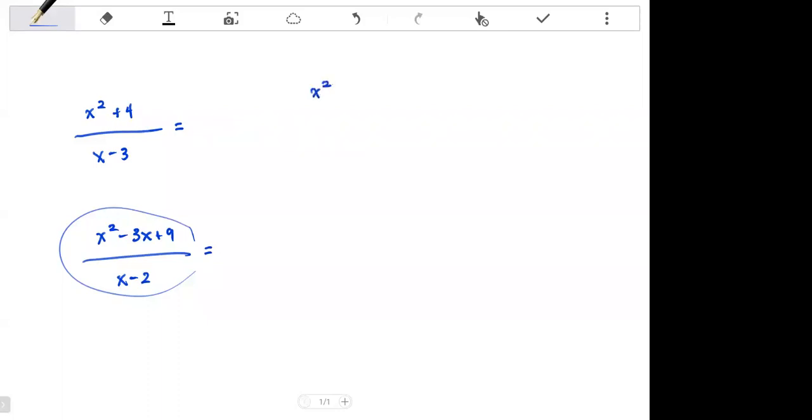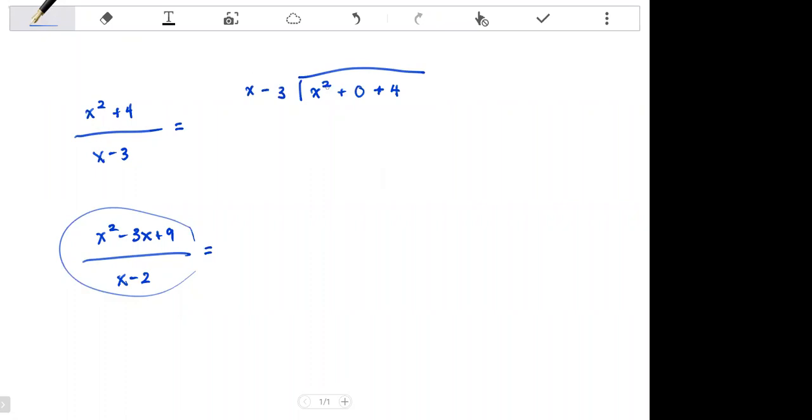x squared. Well, again, we don't have a middle term, right? It should be x squared, something x, and then a plus 4, right? But we don't have a middle term here. We're missing a middle term. So we add a 0, because adding a 0 is the same thing, right? x squared plus 4 is the same thing as x squared plus 0 plus 4. So we can add a 0. And we divide by x minus 3.